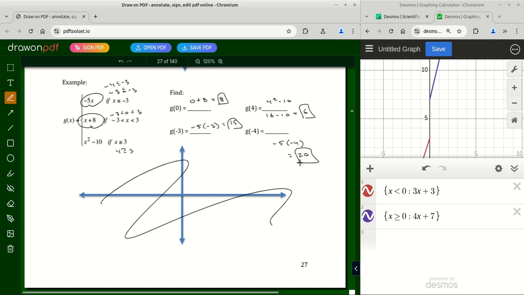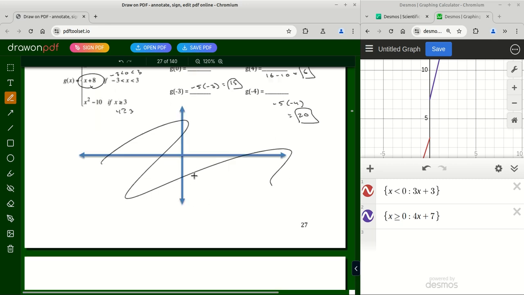You just got to know where to plug them in, you know what I mean? Find the right one, and then you plug it back in for it.